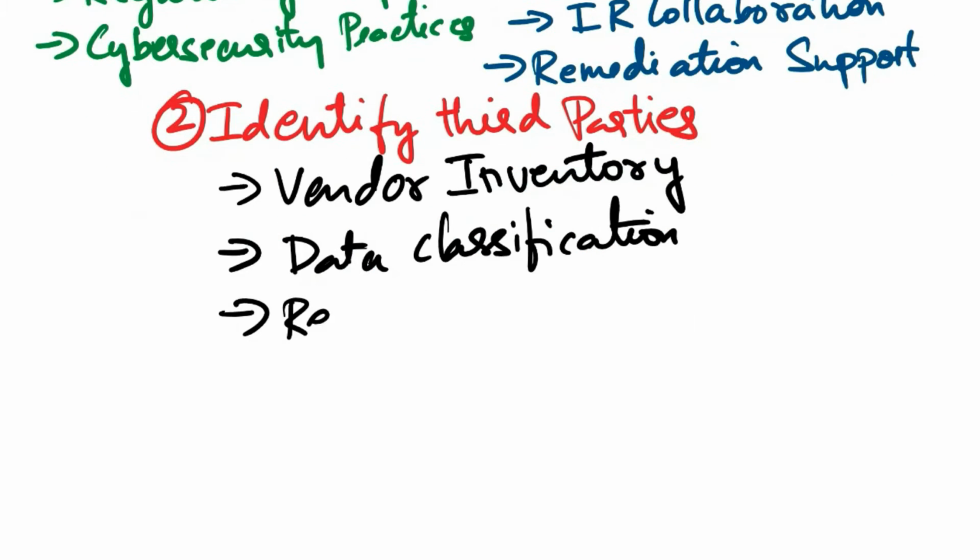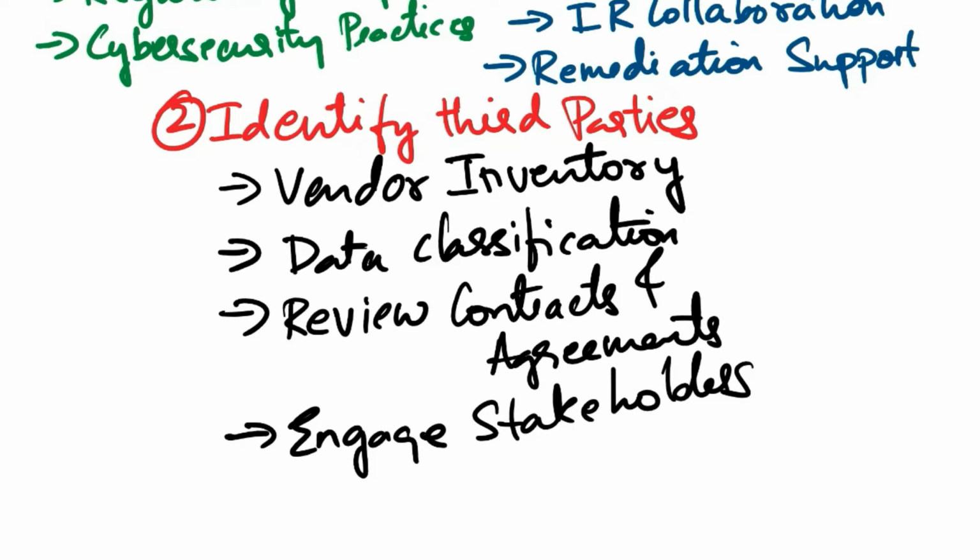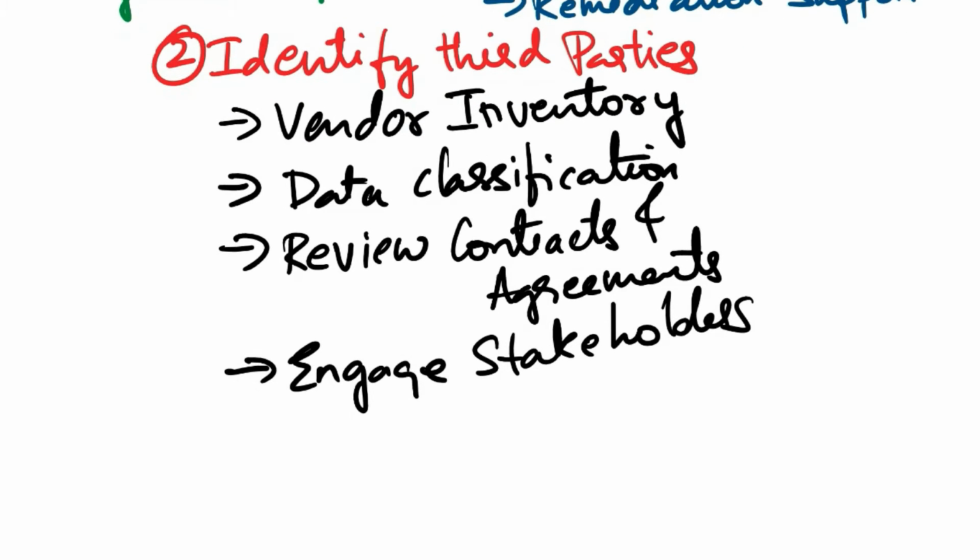Next, review contracts and agreements. Examine existing contracts and agreements to identify any external parties explicitly mentioned. This includes contractual agreements with suppliers, service providers, and other business partners. Next, engage stakeholders. Collaborate with different departments within your organization, such as procurement, legal, IT, and business units, to gather information about external entities they engage with.